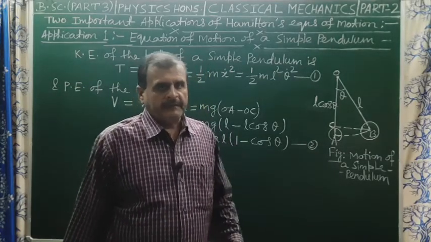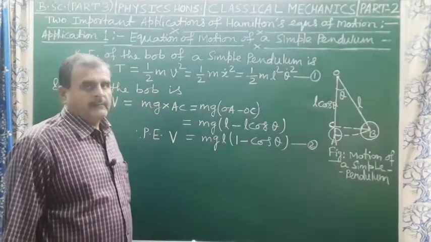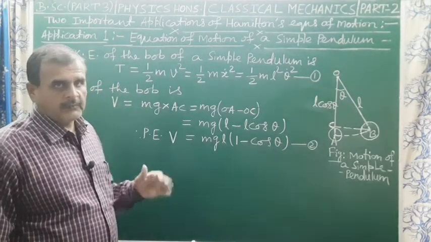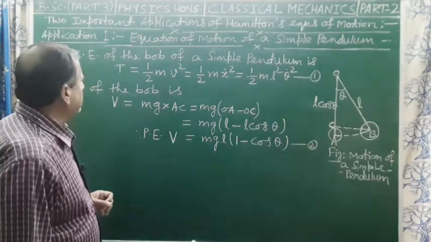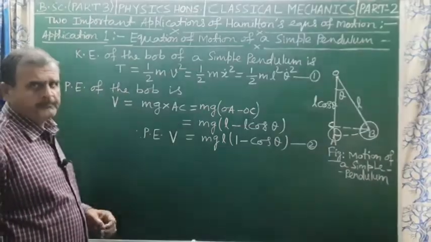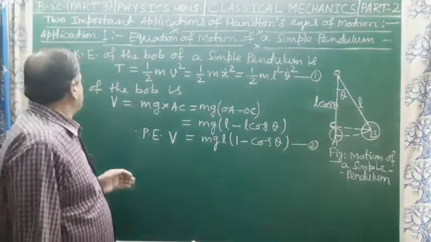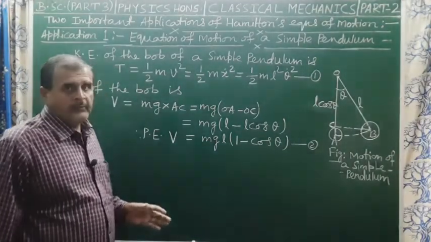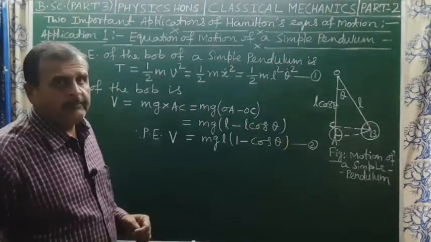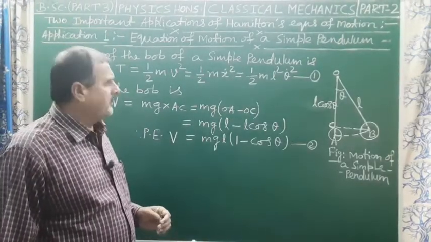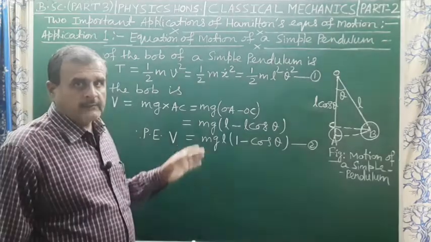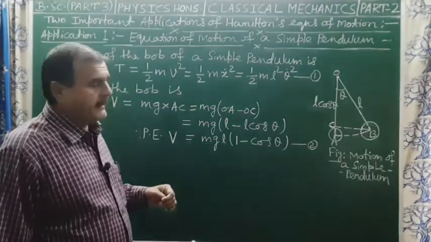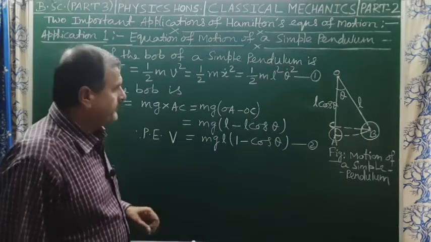First of all, we have to discuss application 1 of Hamilton's equations of motion, which is the equation of motion of a simple pendulum. Kinetic energy of a simple pendulum is T equal to half mv square, which is 1/2 m x dot square, where velocity v is equal to x dot, dx by dt, and x dot is L theta dot.